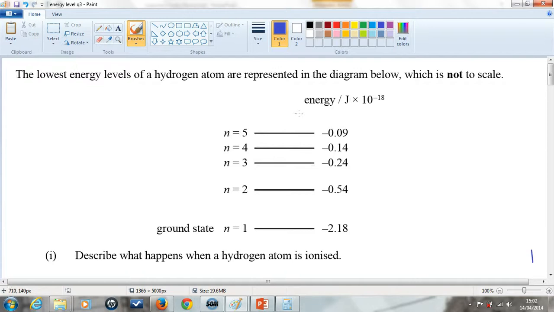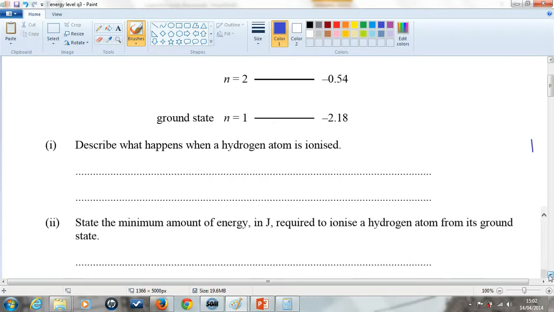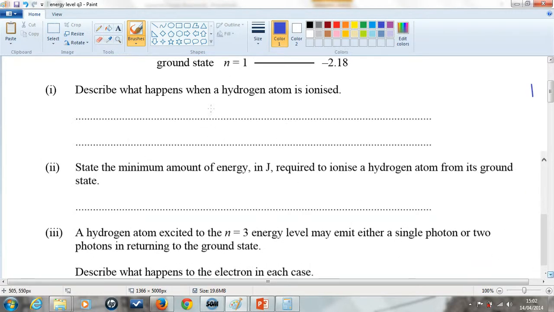So here's another question involving the hydrogen atom, and again we're given the energy of the energy levels in joules. So they've been nice to us, we won't need to convert these from eV to joules to do our calculations. And the first question, again, nice and simple. What happens when a hydrogen atom is ionised?